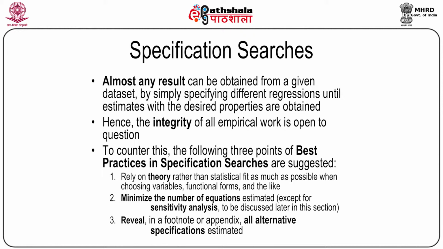Rely on the theory rather than statistical fit as much as possible when choosing the variable, functional form and the like. Then minimize the number of equations estimated, except for the sensitivity analysis that will be discussed later in this section. Thirdly, reveal in a footnote or appendix all the alternative specifications that are estimated.